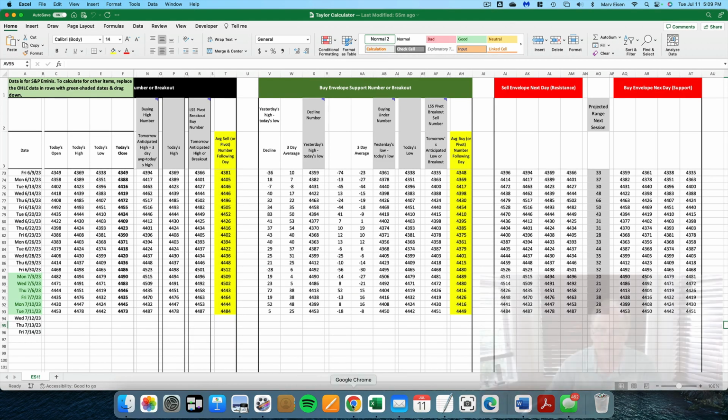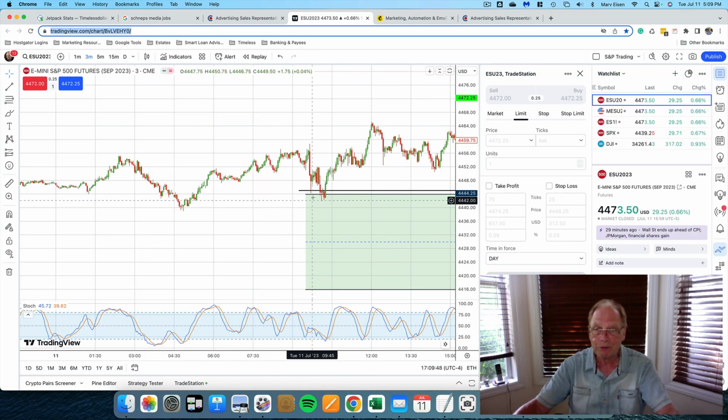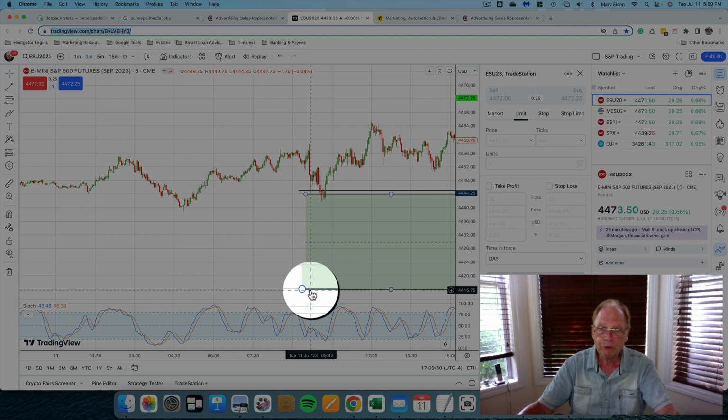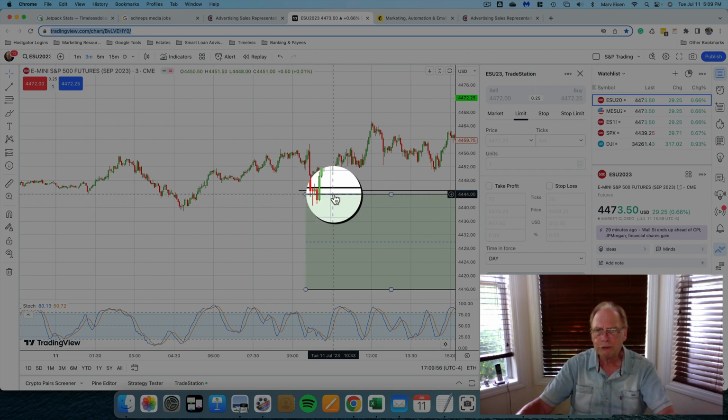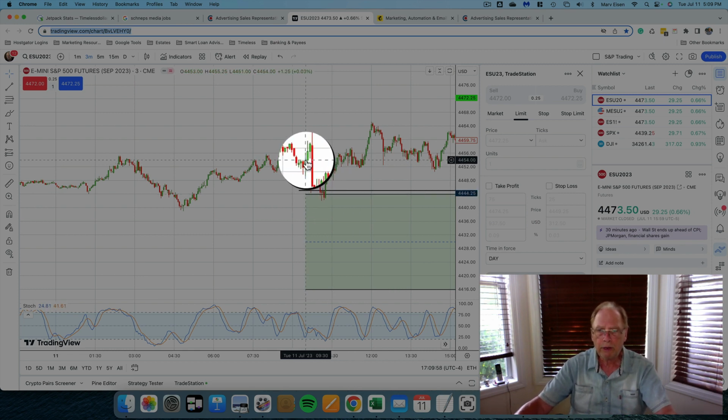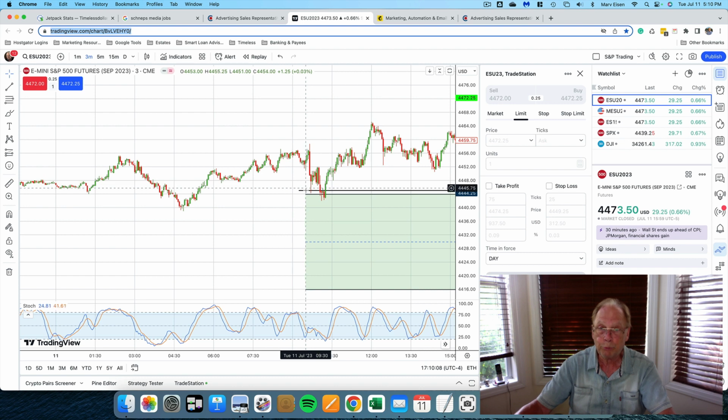Okay, so that's how I set up my chart: 44.16 at the support, 44.44 resistance. The market opened right over here, so there was a 10-point gap, which I hopped on. I caught that.